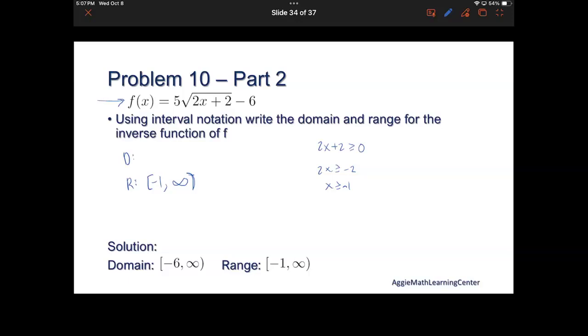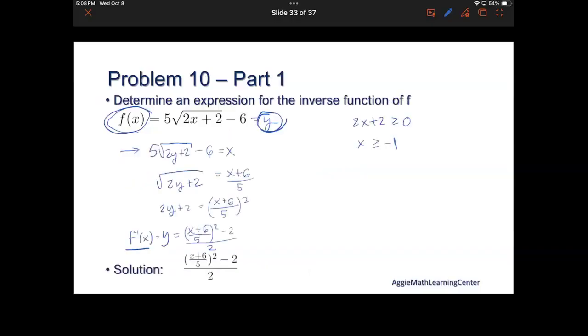Am I doing this right? Yeah. And then, why is it -6 for the function f? Because we've got the inverse, we're all good. And oh, that's funny, I even found it right here.